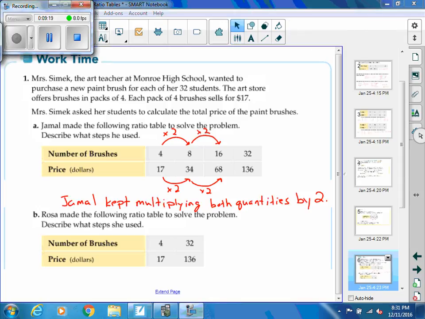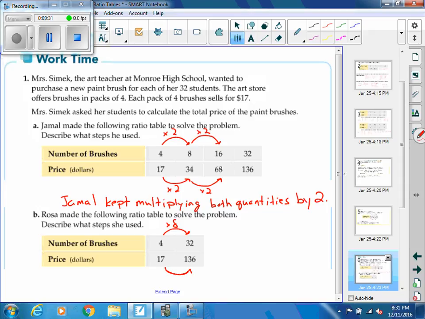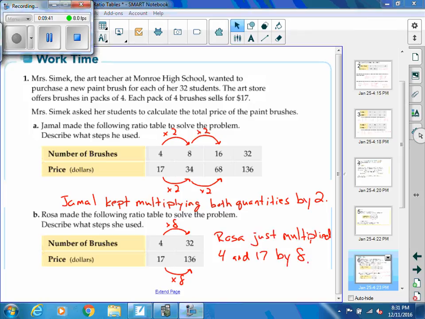Okay, then the next table here, you had Rosa. And we need to describe what steps she used. Well, to get from 4 to 32, what she did was multiply by 8. And if you take 17 times 8, you'll also get 136. So all Rosa did, she just multiplied 4 and 17 by 8. All right, so there's what Jamal and Rosa did on this table.